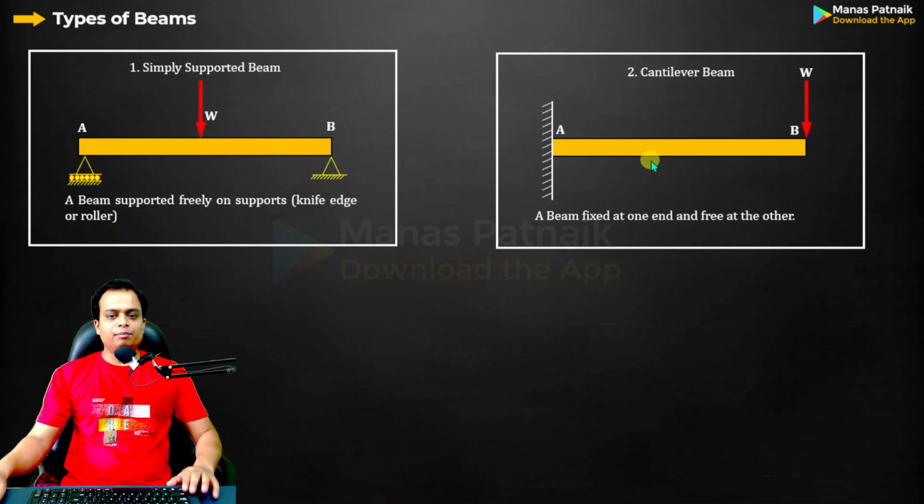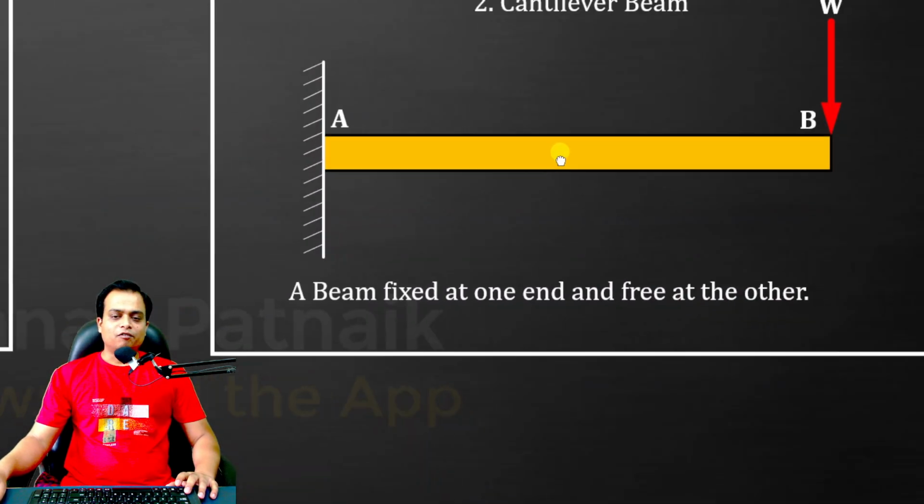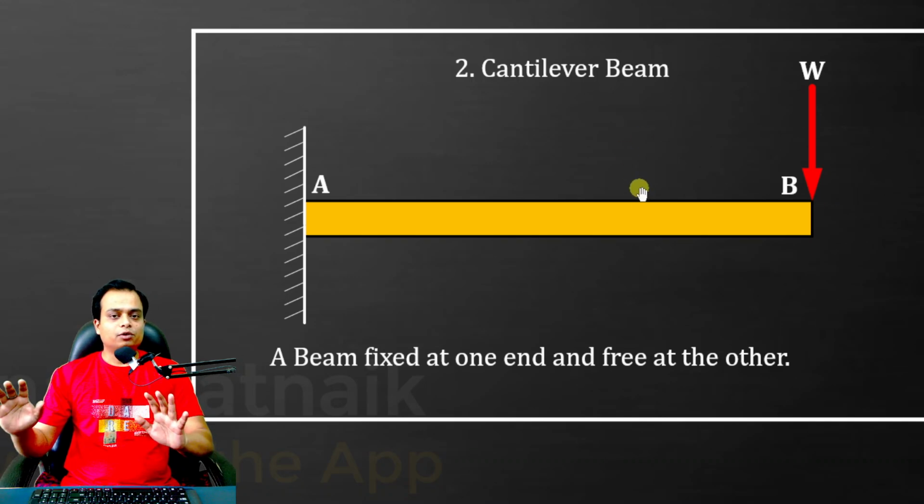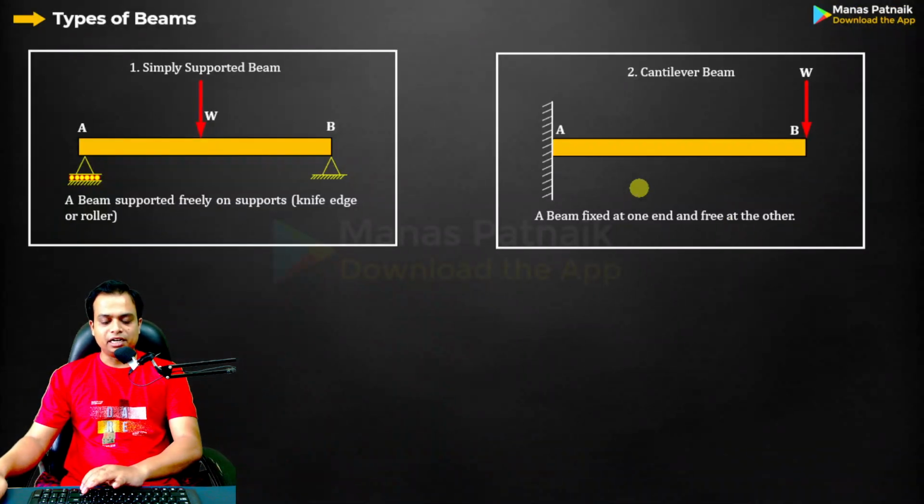Secondly, you've got a cantilever beam whose one end is always fixed while the other end is free. The load could be anywhere. Right now, I have applied it at the free end. That load could have been applied over here also, wherever you want. Okay, that's a cantilever beam.